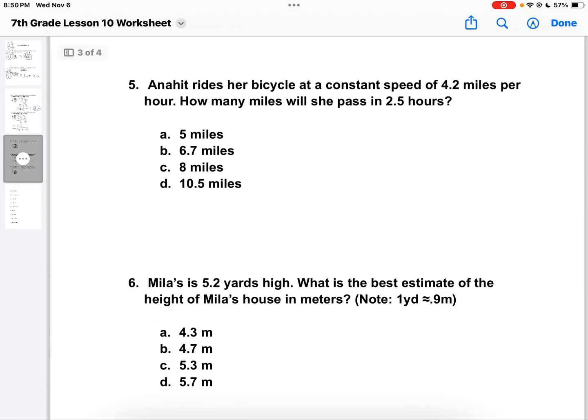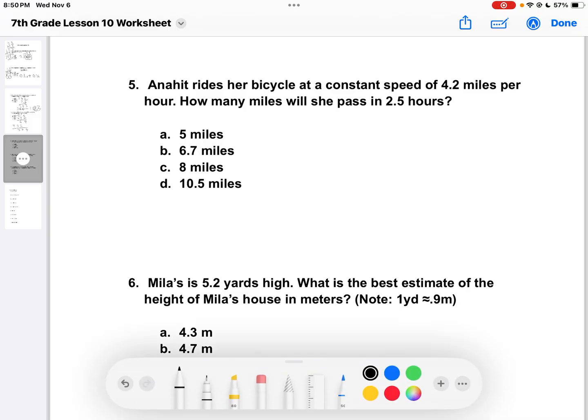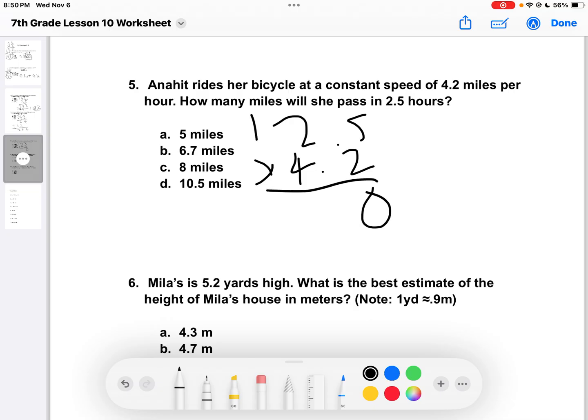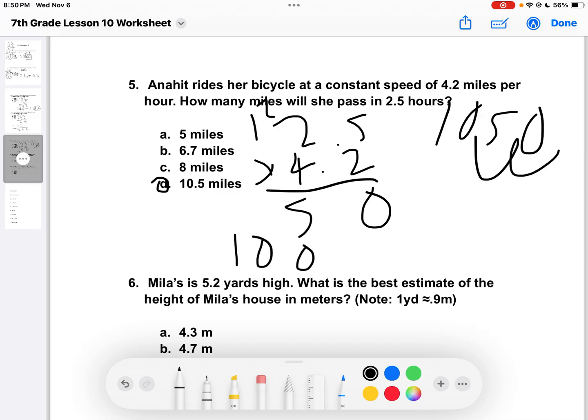Number 5, Anna rides her bicycle at a constant speed of 4.2 miles per hour. How many miles will she pass in 2.5 hours? Same thing, just multiply 2.5 times 4.2. 2 times 5 is 10, 0, transfer the 1. 2 times 2 is 4, plus 1 is 5. 4 times 5 is 20, transfer the 2. 2 times 4 is 8, plus 2 is 10. So this will be 1050, 2 decimal places, so it's 10.5. D.